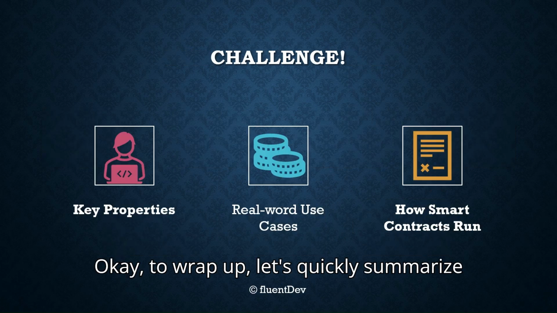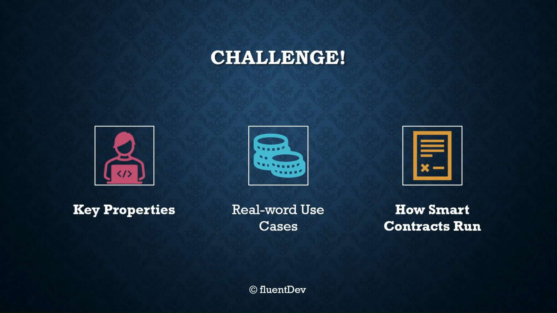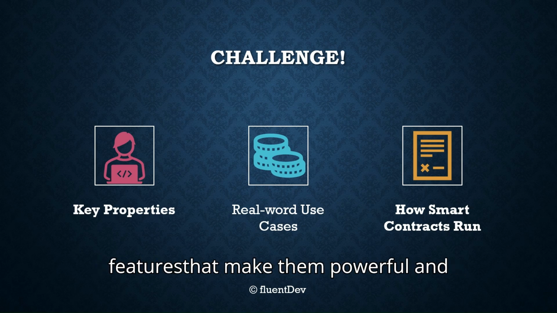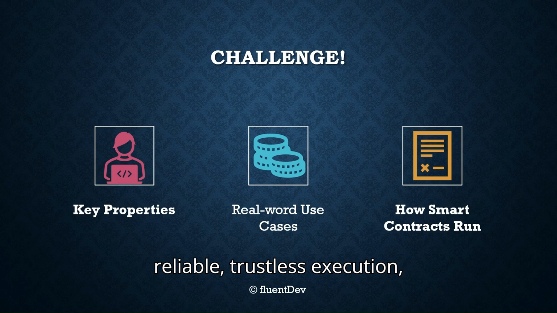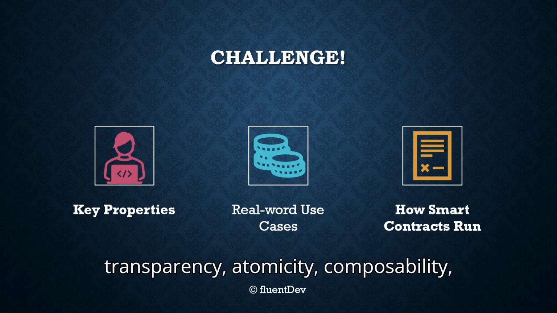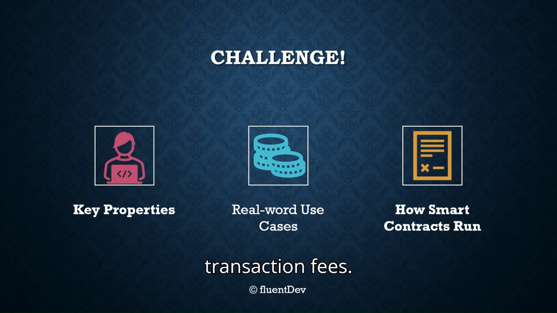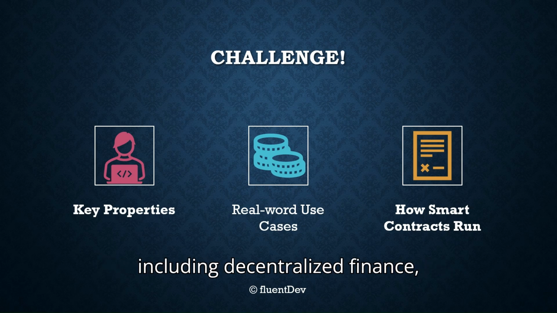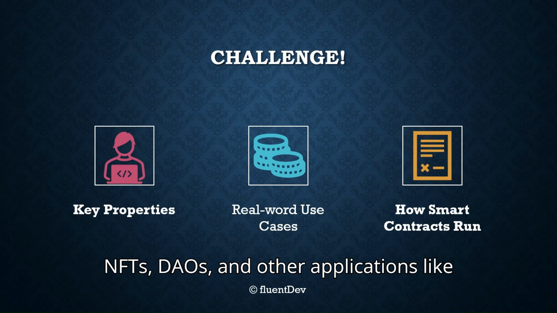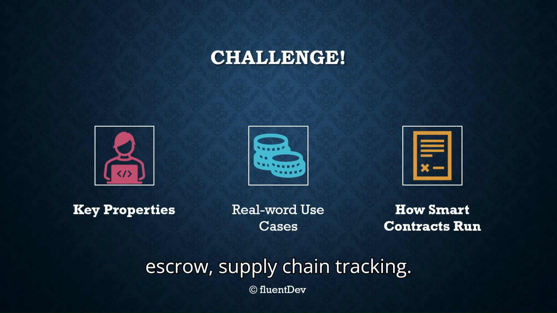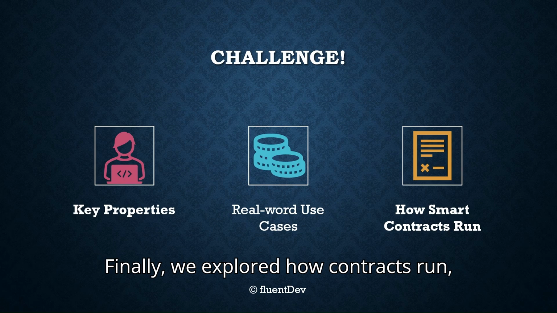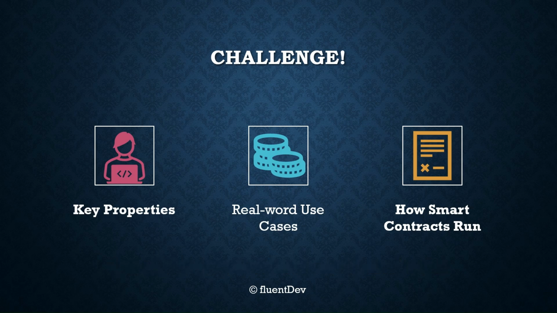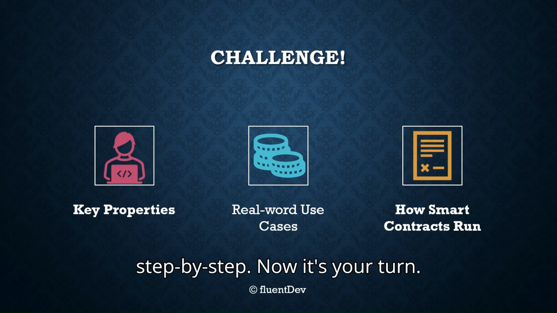Okay, to wrap up, let's quickly summarize what we covered today. Smart contracts are programs that run on a blockchain, and they have several key features that make them powerful and reliable: trustless execution, transparency, atomicity, composability, and cost controls through gas or transaction fees. We also looked at real-world use cases, including decentralized finance, NFTs, DAOs, and other applications like escrow and supply chain tracking. Finally, we explored how contracts run, how transactions trigger their functions, the difference between read and write operations, and how Ethereum handles execution step by step.